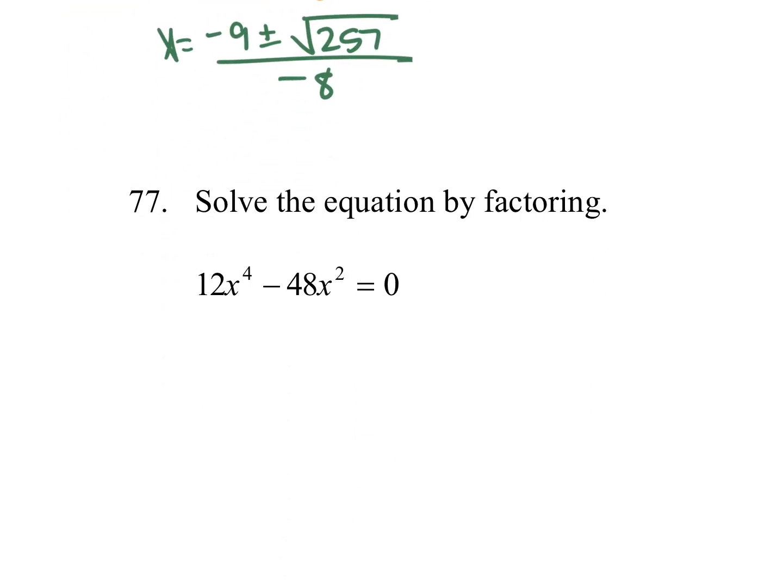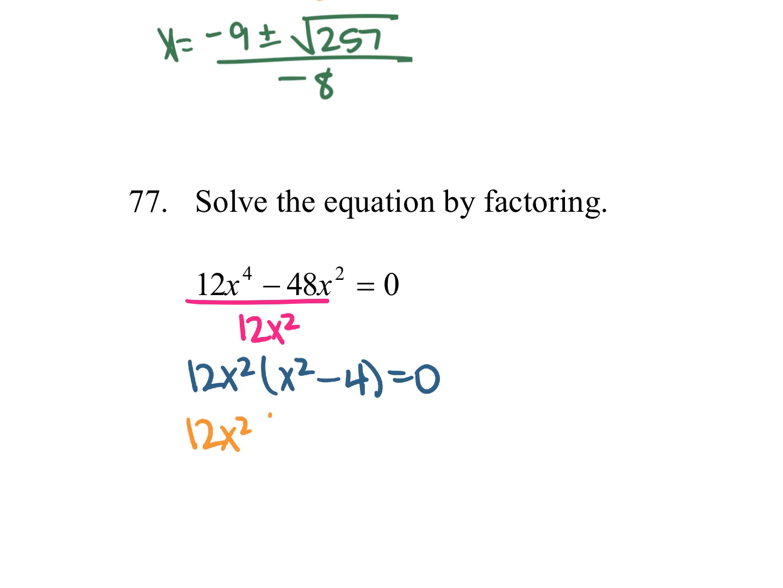For number 77, you have 12x to the fourth power minus 48x squared is equal to 0. Got a greatest common factor here of 12x squared, so factor that out first. This is going to give you 12x squared times x squared minus 4 is equal to 0. You can continue to factor this, so you have 12x squared times x minus 2 times x plus 2 is equal to 0.